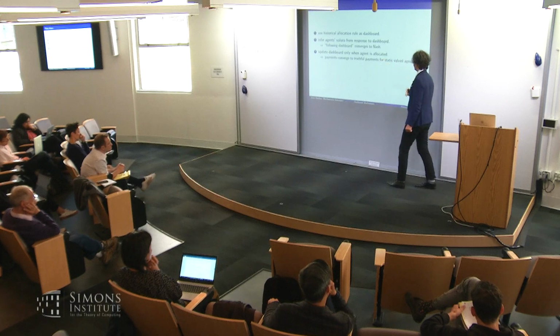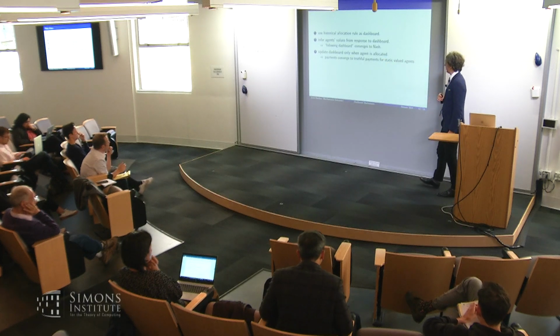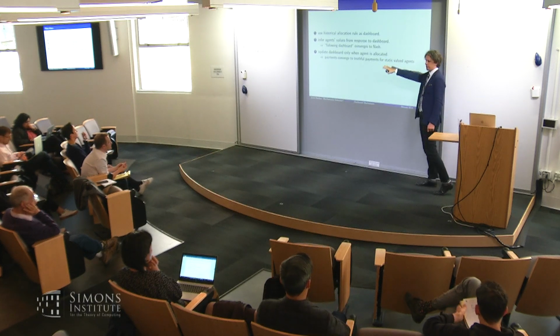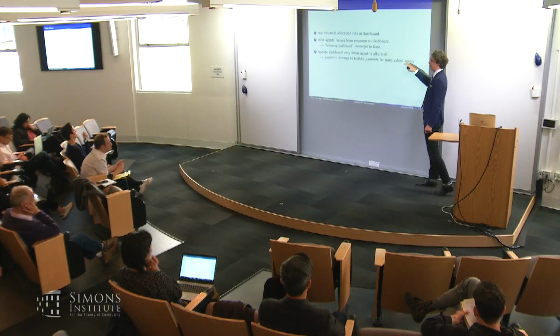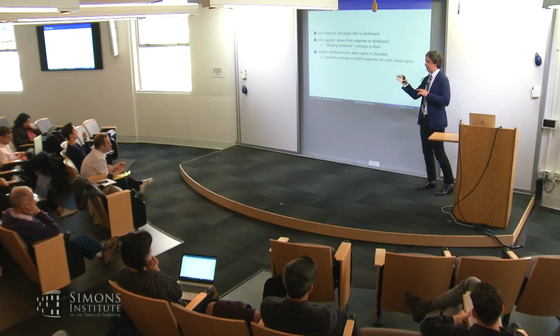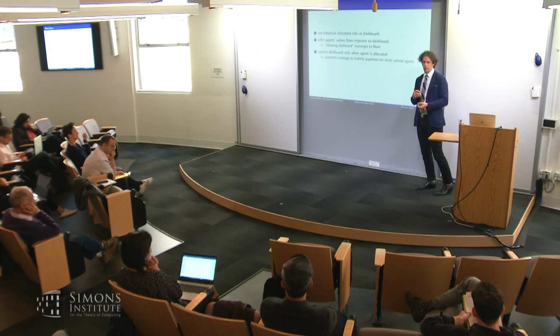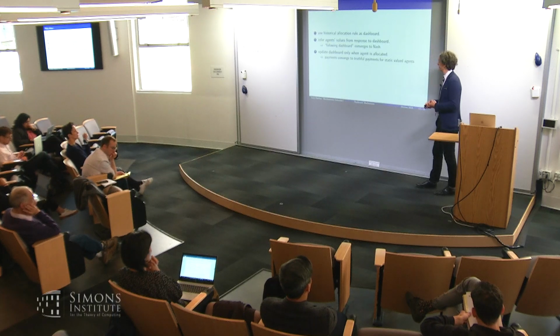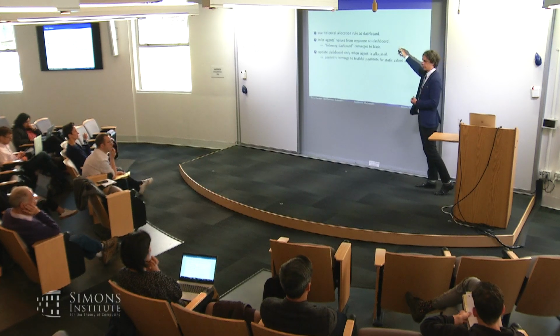So if I only update the dashboard when an agent is allocated, then the payments I'm going to assign are going to converge to the truthful payments for a static valued agent. Okay, so even if the environment is changing dynamically, the payments will converge. Okay, so it's much stronger than the Nash result.